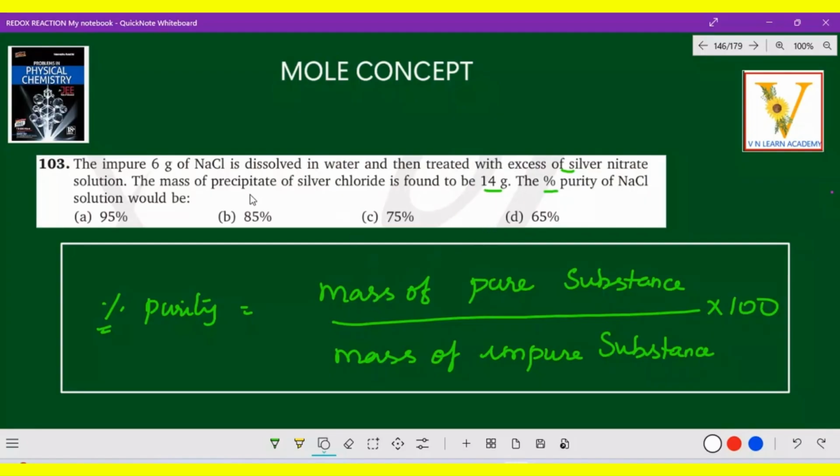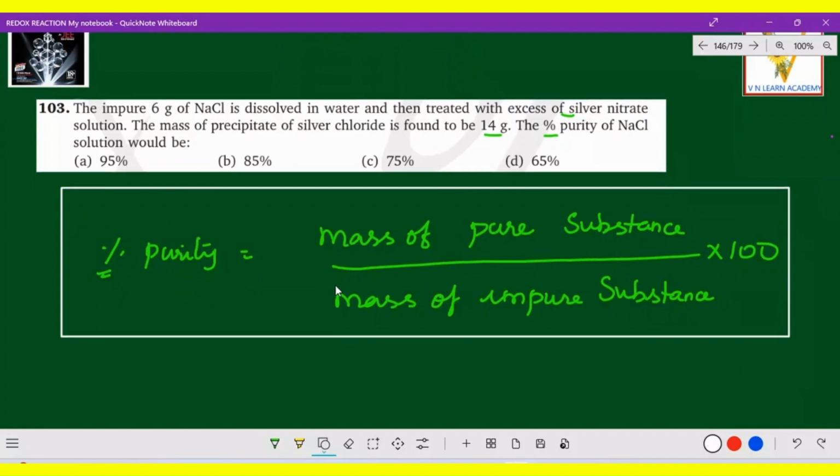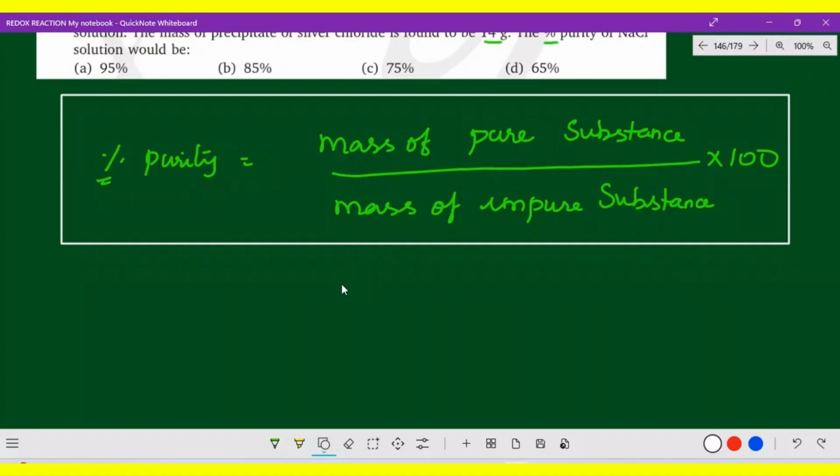In this question, they have given that impure 6 gram of sodium chloride is dissolved in water and treated with the excess of silver nitrate. So that means a reaction takes place. From that we have to identify the number of moles. Then we can identify the given mass of the substance. Then we can go for the final stage, the percentage purity. Okay, let us go and identify.